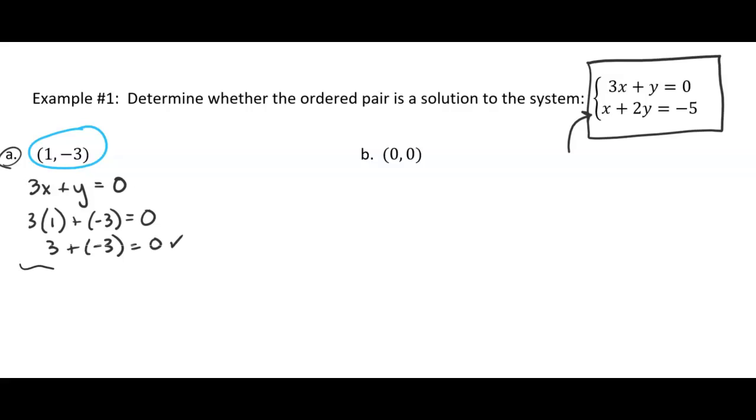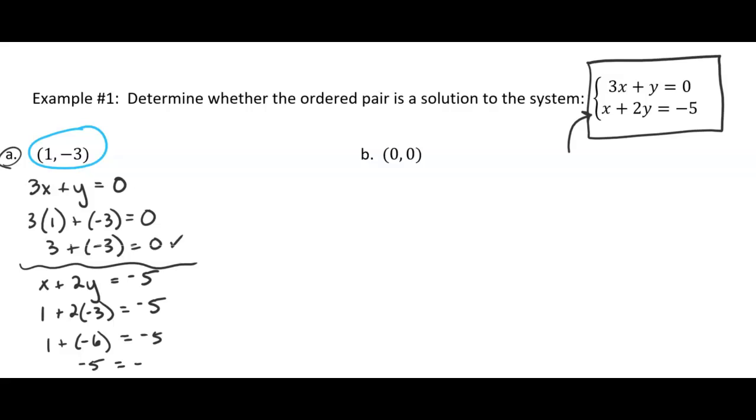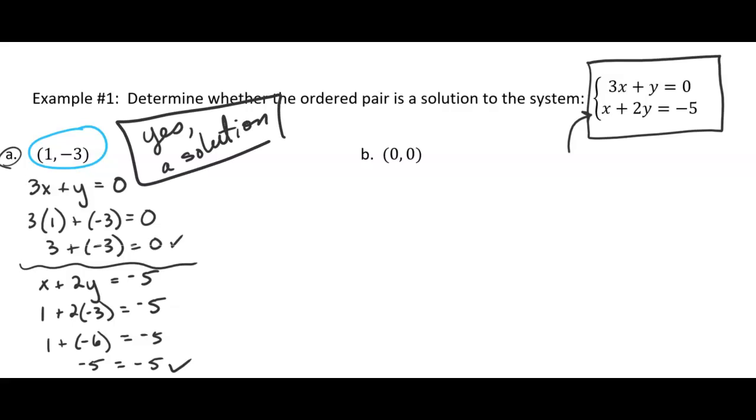So now I'm going to try the other equation. The other equation says x plus 2y equals -5. So I'm going to plug in the 1 for x, 2 times -3, and does that equal -5? Well, 1 plus -6 equals -5. Yeah, that's true too, isn't it? Okay, so it makes both equations true. So yes, this is a solution to the system. It has to make both equations true.